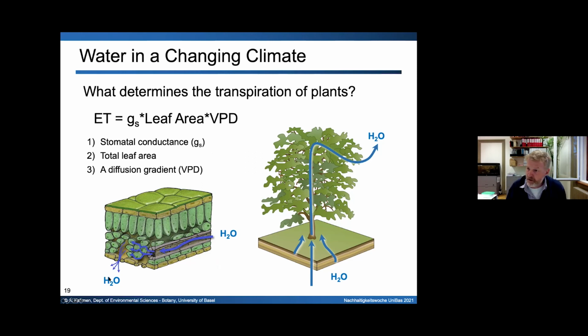And in a bit more trivial terms, the vapor pressure deficit is the humidity of the atmosphere. In a humid atmosphere, when the vapor pressure deficit would be low, plants would use relatively little water. If the atmosphere is very dry, plants would use large amounts of water.